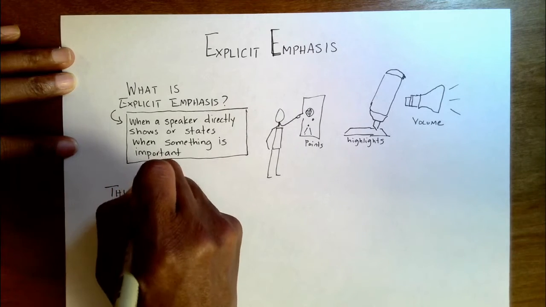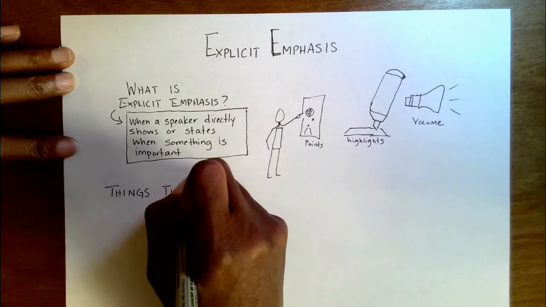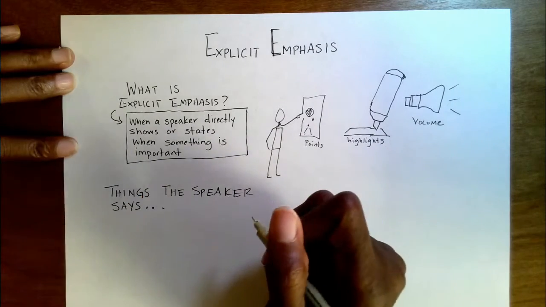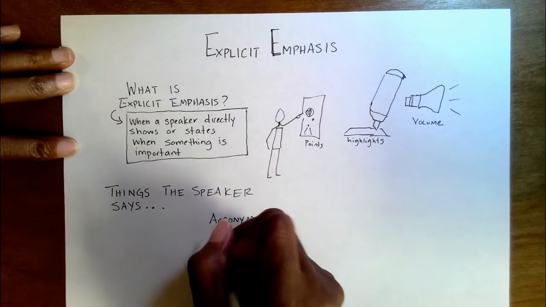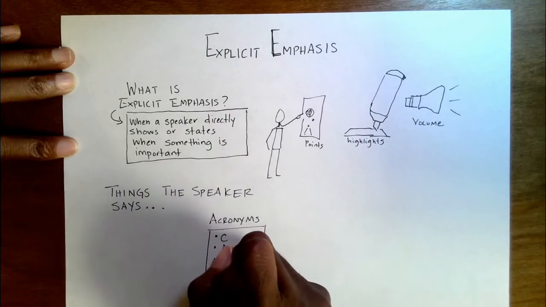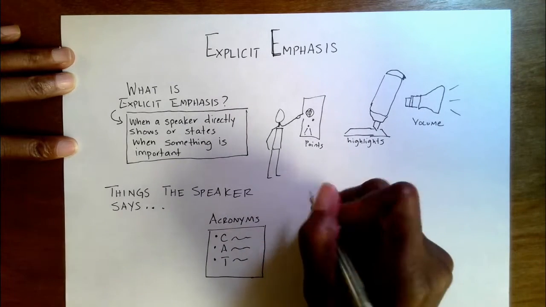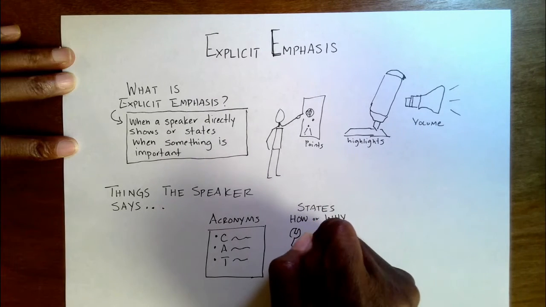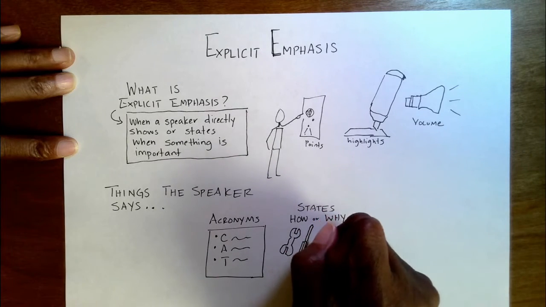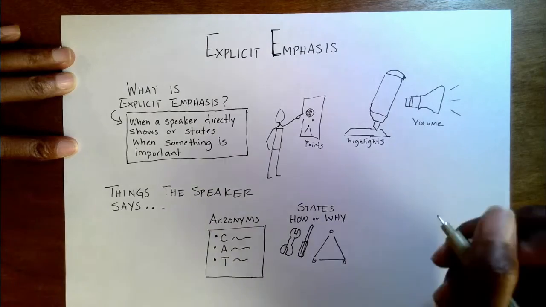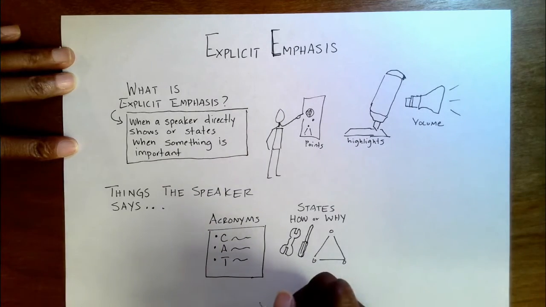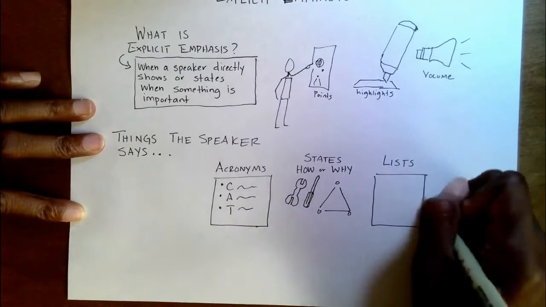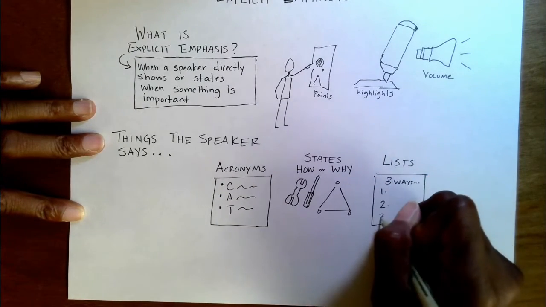So, as you're listening, some things that you may want to listen for are different phrases. And those phrases could be things like, I'm going to give you an acronym. I'm going to teach you about the CAT method of doing this. Or they could tell you that they're going to explain how or why they're going to talk about something, or why something's important or how to do something. The key words here are the words how and why. Or one very common way is by giving lists, such as these are the three ways to.